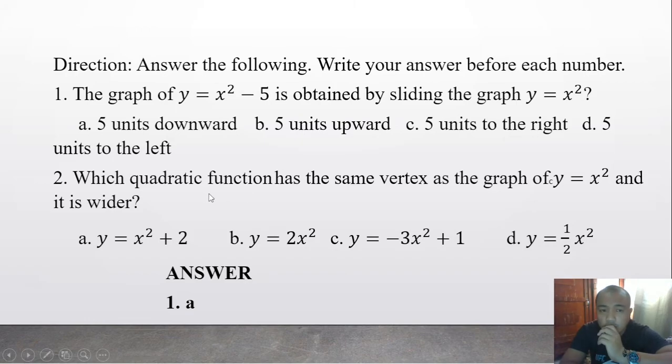How about here, number 2? Which quadratic function has the same vertex as the graph of y equals x squared and it is wider? Pag wider siya, smaller yung kanyang value of A. So we cannot choose A, B, and C because 1, 2, 3 lang kanyang mga values ng A. Ito 1/2. So I think that D is the answer. Correct. Right? The smaller the value of A, the wider the graph.